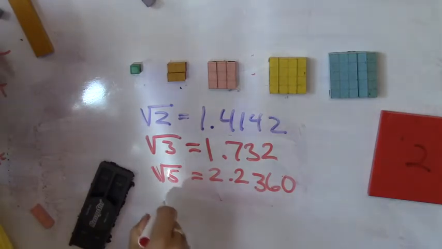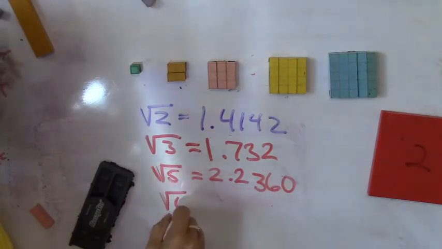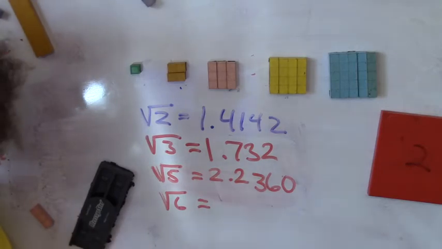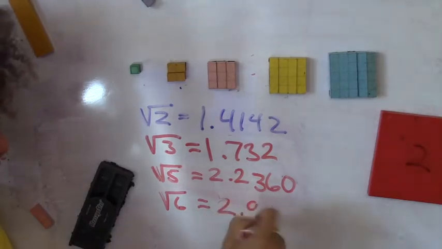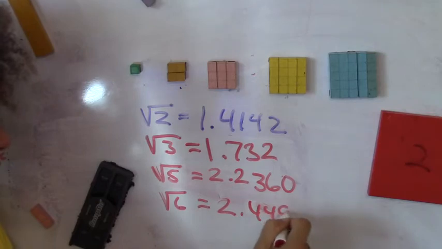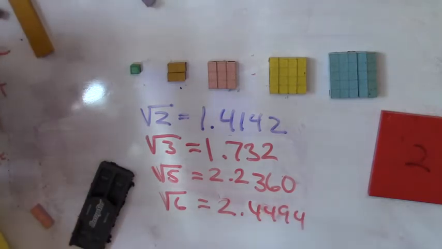Okay, and then let's see here. Square root of 6, what's that? 2.4494. We'll stop there again. 2.4494, and then it keeps going.